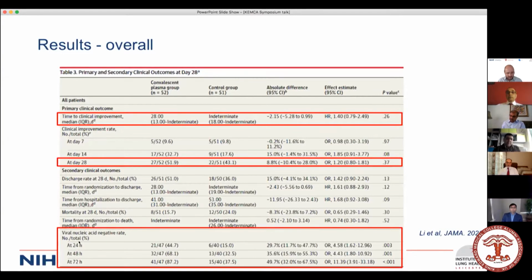What we can say absolutely is that giving convalescent plasma reduces your viral load. So what we can see here is those with negativity rate in those that receive convalescent plasma by 72 hours is up to 87%, whereas a control group at 72 hours, that's only 37%. So absolutely convalescent plasma is reducing your viral load.